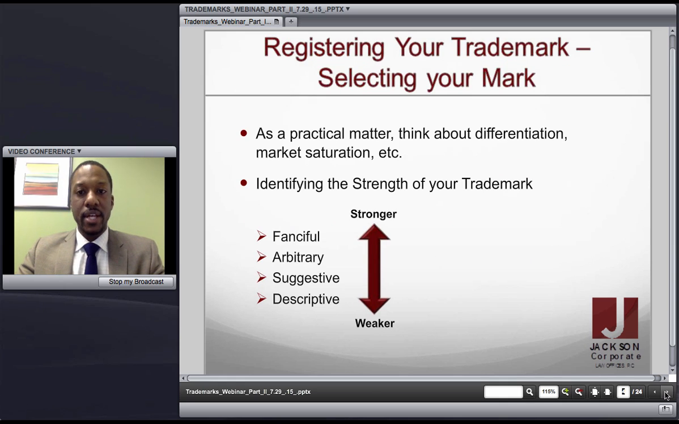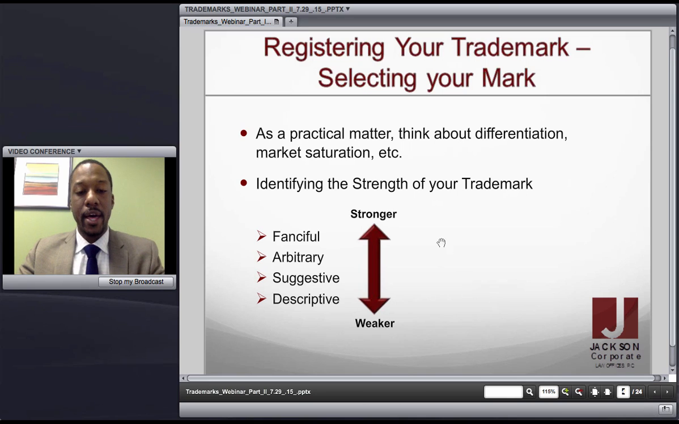So, selecting your mark. The first thing that you have to do is identify what type of mark you have, and based on that identification, you'll know the strength of your mark. As a practical matter, outside of understanding what this scale means, it's very important to choose a mark that no one is really using in the marketplace, something extremely unique, because remember, your branding is a method and a means of differentiating your products and services from that of your competitors.